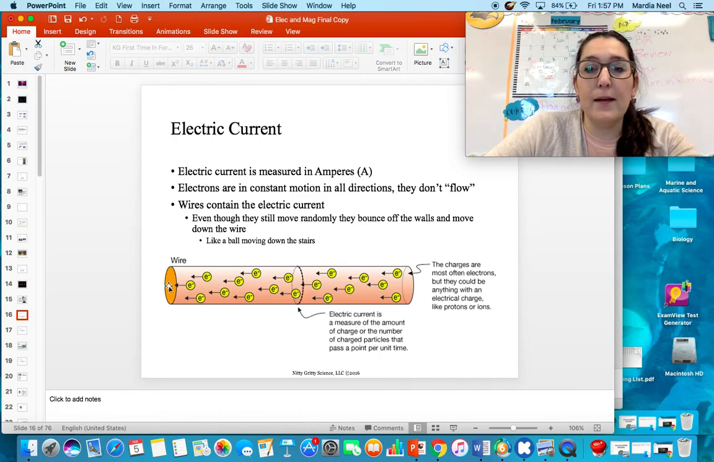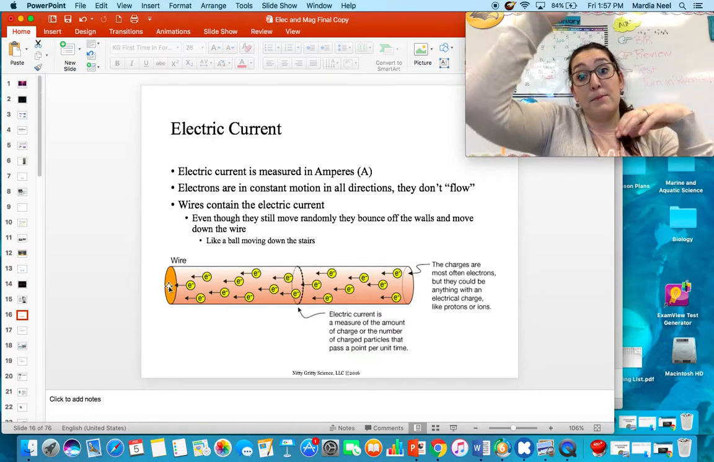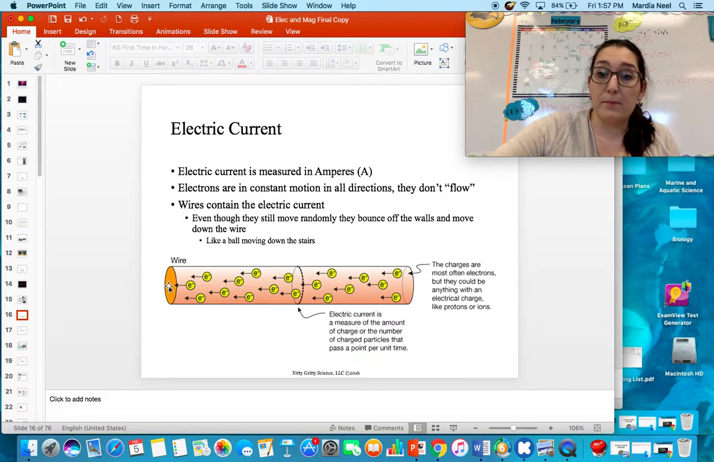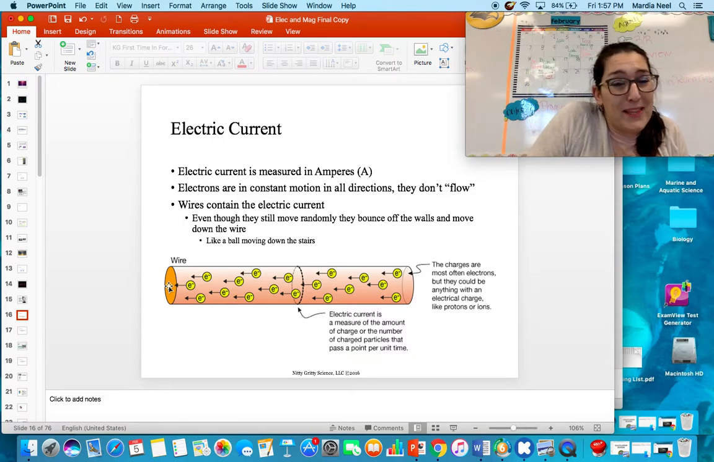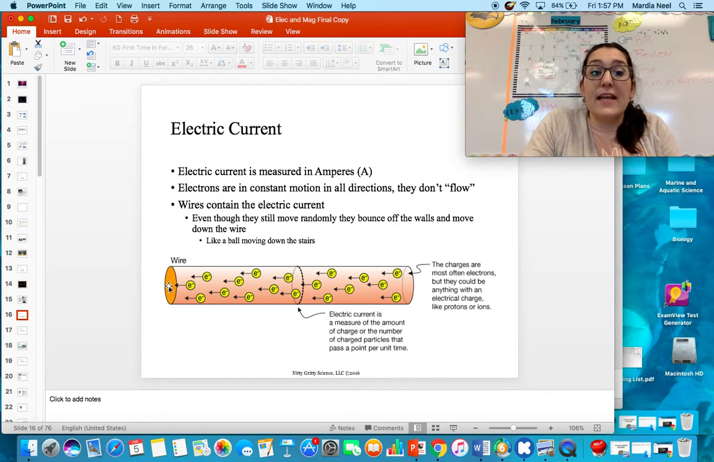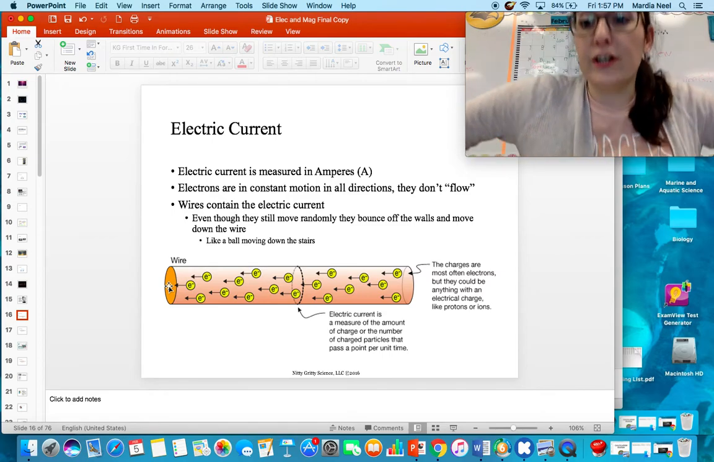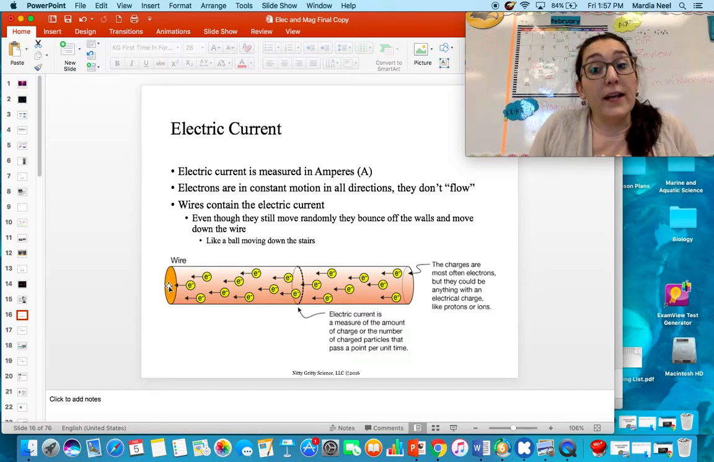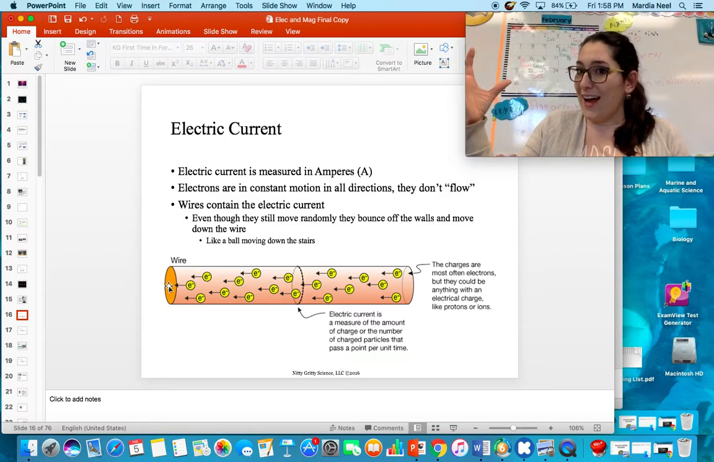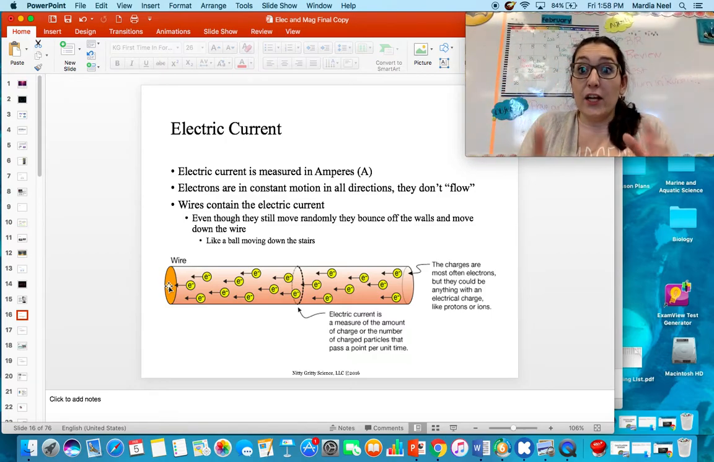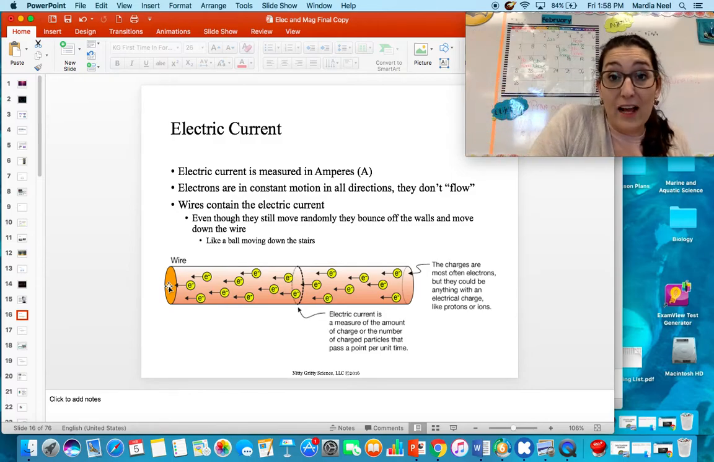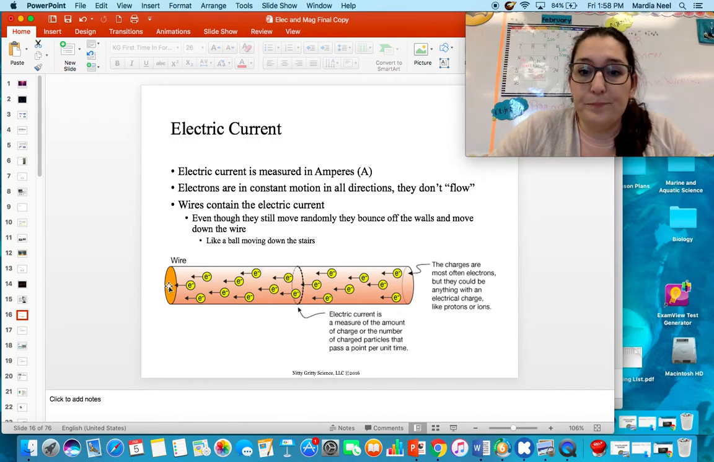So even though they still move randomly, they bounce off the walls, and they eventually are going to make it down the wire. It's kind of like a ball going downstairs. If you drop the ball at the top of the stairs, it's going to hit the top of the stairs, the bottom of the stairs, the top, the bottom, the walls maybe, but eventually it's going to make it to the bottom of that stairwell. Same thing happens with an electric current. Now, an electric current isn't going down a hill, but it is going from where there's a lot to where there's not. So it's not going to go back up to an area where there's a lot of people. It's going to keep traveling down to that area where there's not.